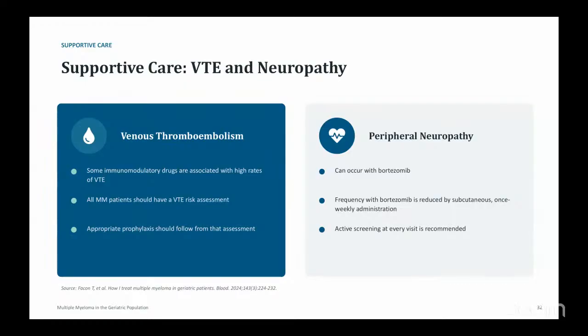Some measures that have been shown to decrease the specific side effect are using the subcutaneous route when administering bortezomib, and giving once weekly administrations. Active screening at every visit is recommended.